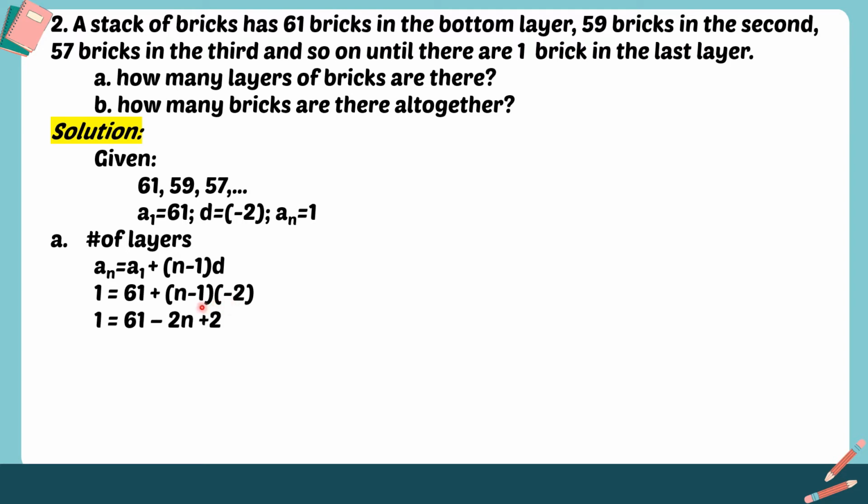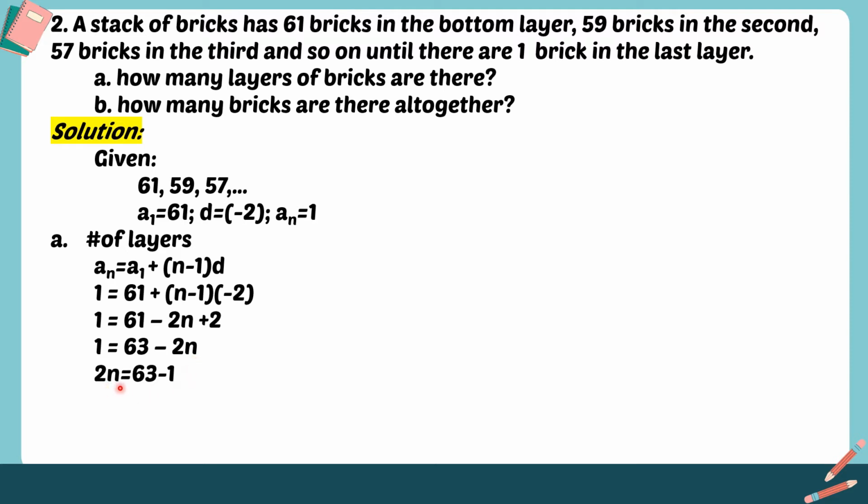So, negative 2 times n is negative 2n. Negative 2 times negative 1 is positive 2. And then, i-combine natin yung 61 tsaka positive 2. That will become 63. Sunod naman is itatranspose natin sa left side yung negative 2n para maging positive siya. And then yung 1 naman, transpose natin sa right para maging negative siya. Para ma-isolate na natin yung variable na n.